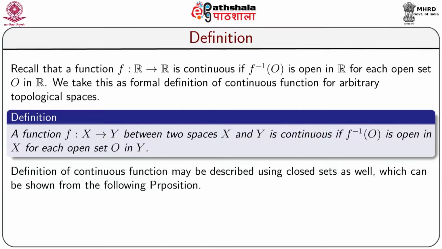As we described earlier, we now give the formal definition of continuous functions between two topological spaces. A function f from X to Y between two topological spaces X and Y is continuous if for any open set O in Y, its inverse image f inverse of O is also open in X. That is, those functions are continuous which pull back open sets to open sets. The definition of continuous function can be described in terms of closed sets as well.